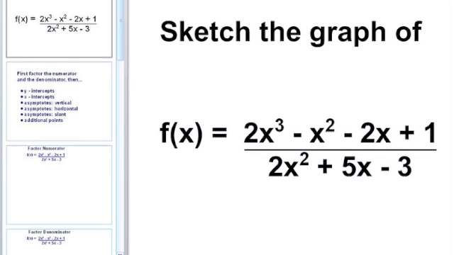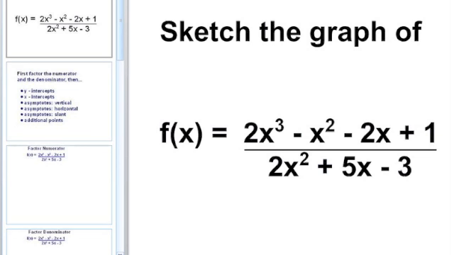Here we're going to try to sketch this graph of this rational function. So, should be pretty good. You can see it's rational because there's a polynomial in the numerator and a polynomial also in the denominator. So, go ahead and write that down on your page and let's see what we can do.